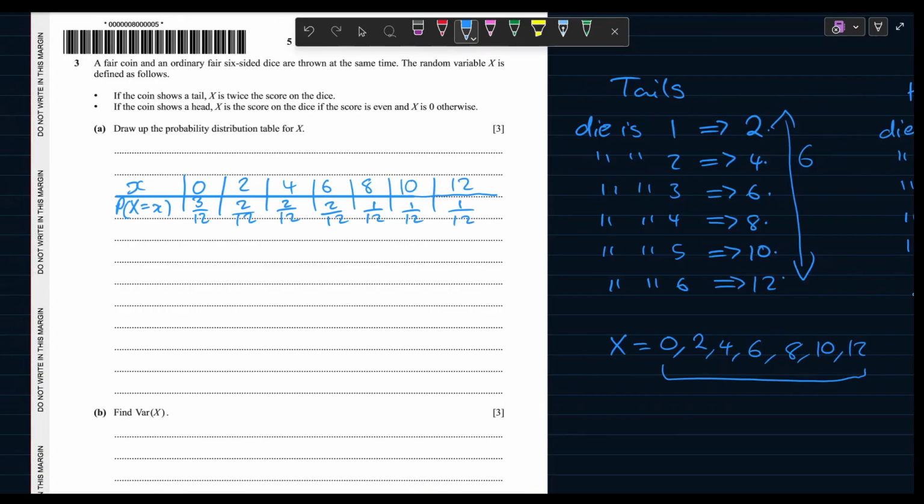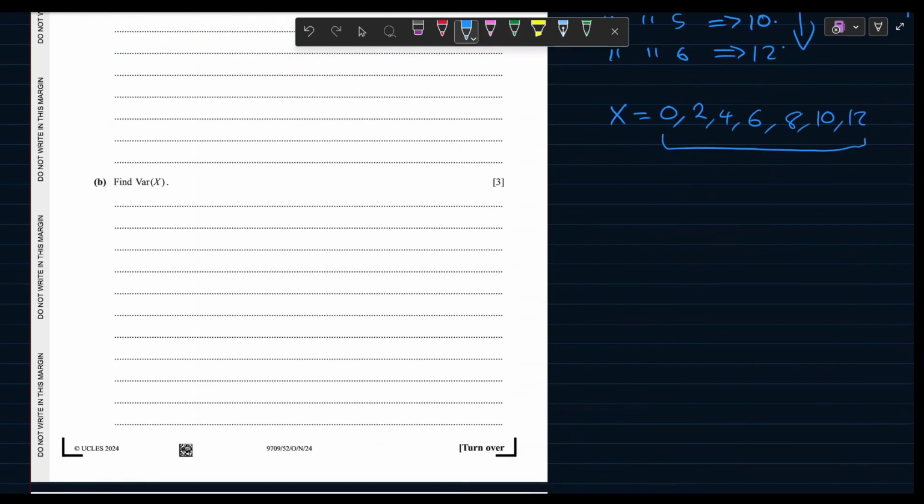Let's check that our probabilities add up to 1. 3 plus 2 is 5, plus 2 is 7, plus 2 is 9, 10, 11, 12. 12 over 12 is 1. So that's fine. Let's close up the cells of our table. So this is going to be our probability distribution table. All right. Make sure you use a ruler to draw your table. Part B says find var of x.